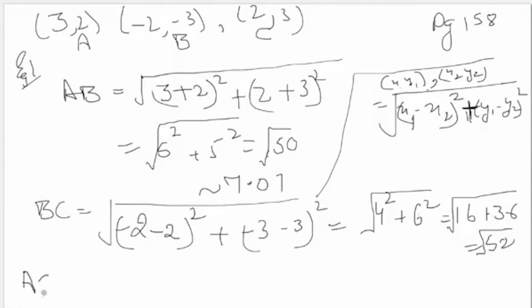Now A and C. Approximate, ma'am. Okay. Approximate value is 7 point 21, ma'am. 21. Okay.